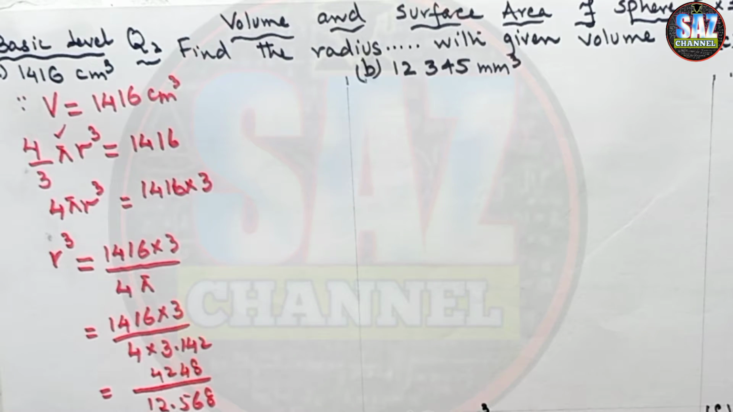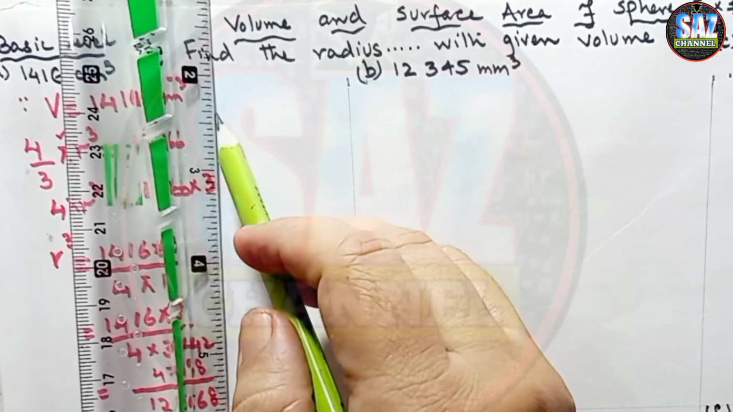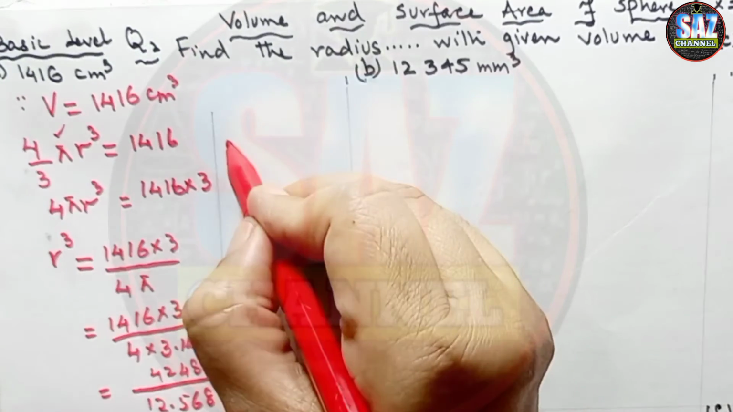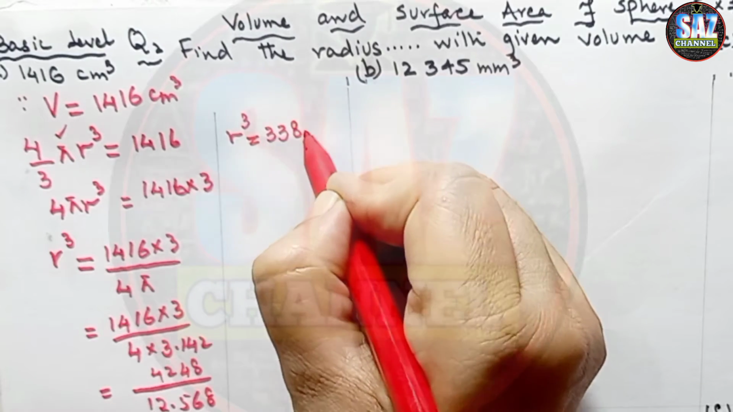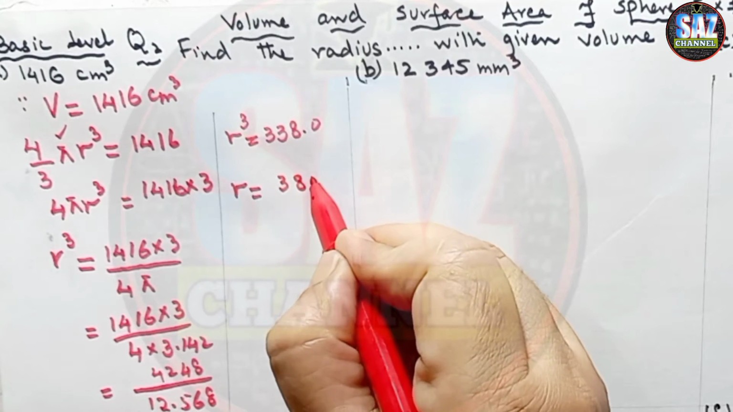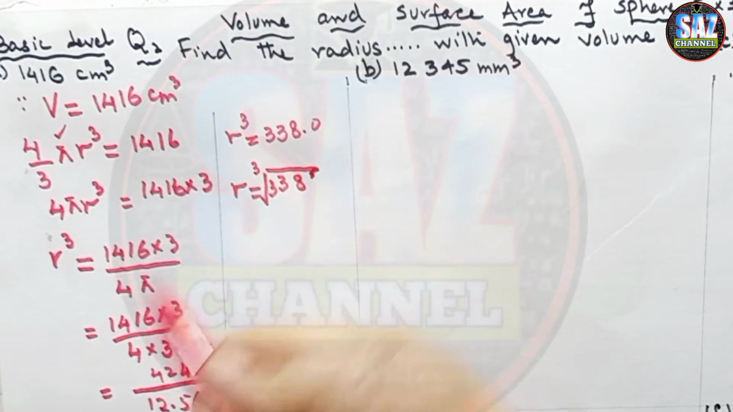And now let me separate this space so that my students should not mix the work with the other part. Now r cube equals 4248 divided by 12.568, and this gives me r cube equals 338.0. Now in order to get the value of r, I have to take the cube root on both sides, and the equation will take the form. I have to write a small 3 over here.